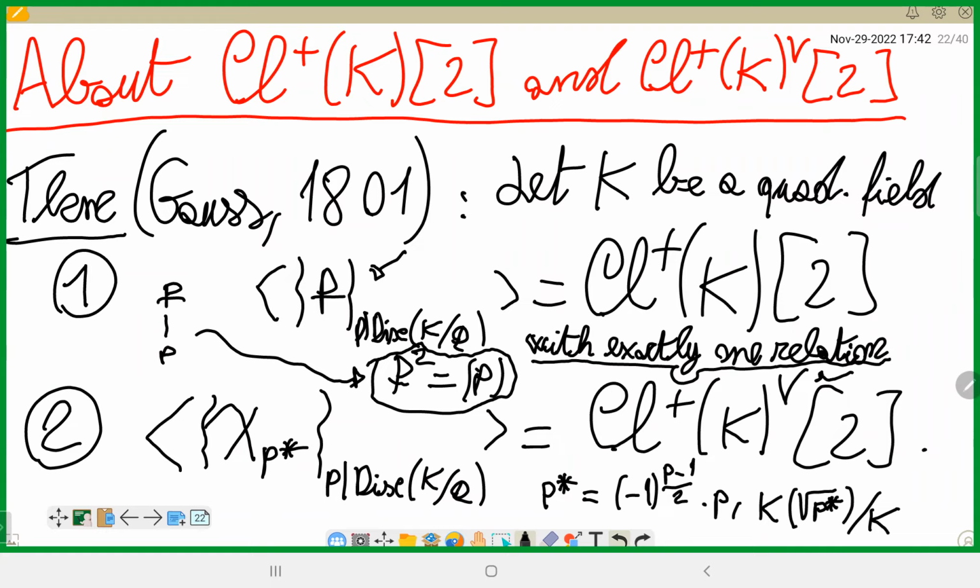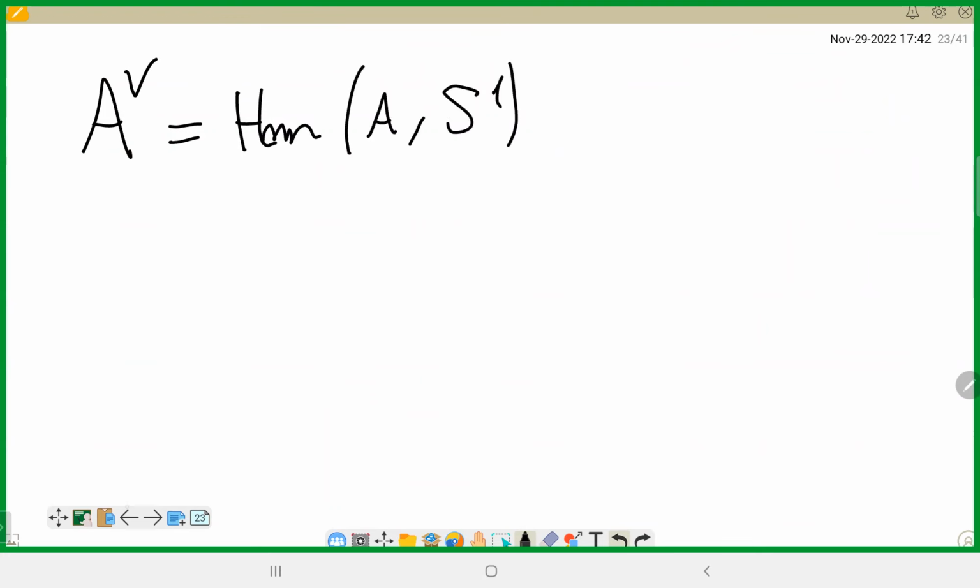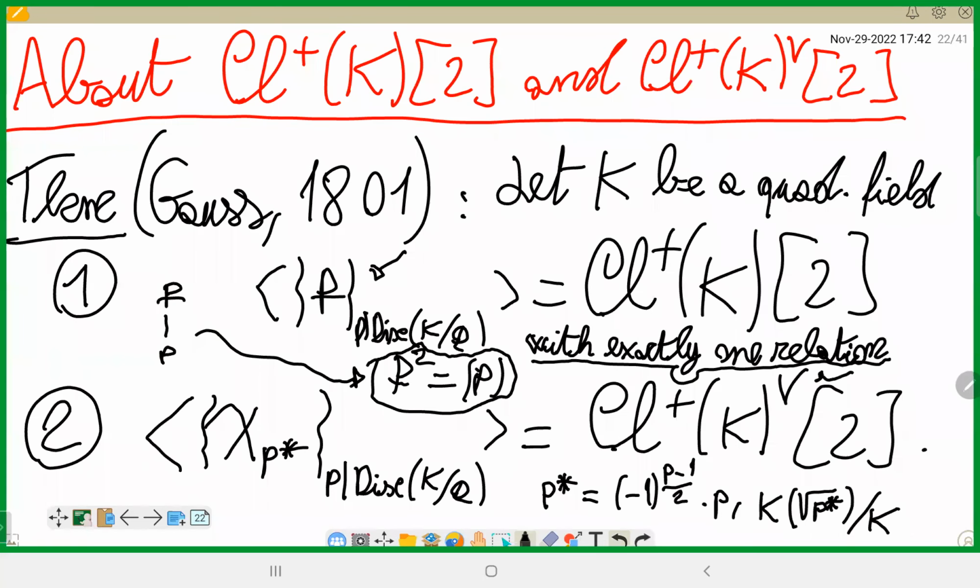So maybe I should write it here, A V. For an abelian group, I just mean the homomorphisms from A into S1, the unit circle. So the two torsion of the dual is basically generated by the quadratic characters coming from Q for the primes dividing the discriminant. Let me explain what I mean by this.